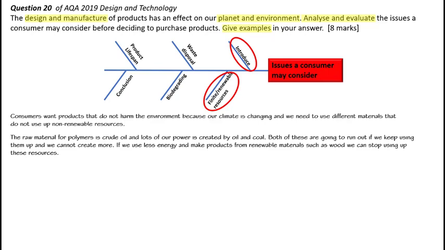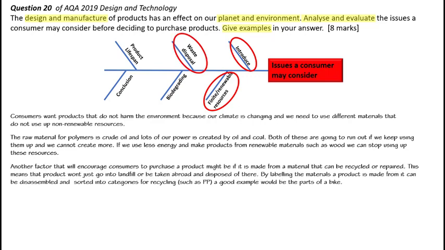Then I'm going to go on to talk about finite and renewable resources. So next paragraph. The raw material for polymers is crude oil, and lots of our power is created by oil and coal. Those are both finite resources. They're going to run out, can't create more. And also then I start talking about energy used to make the products. Okay, making it from renewable materials, so I'm giving the alternative, and I'm being specific. Remember, you've got to give examples. So of renewable materials such as wood, there's my example. Oil and coal, they're examples.